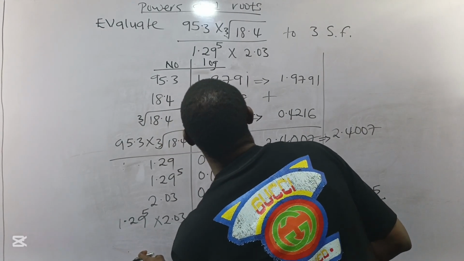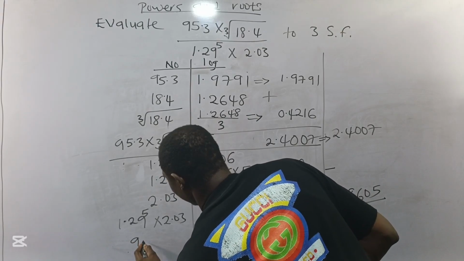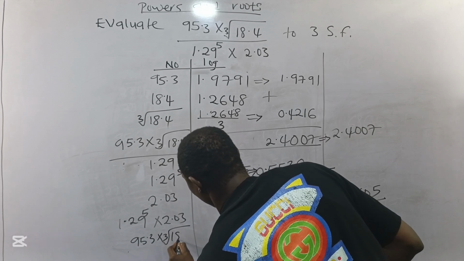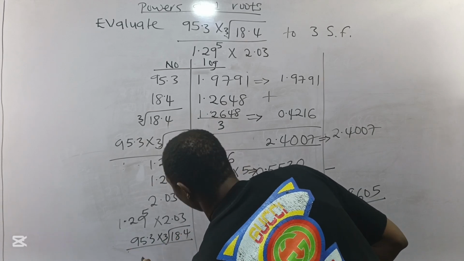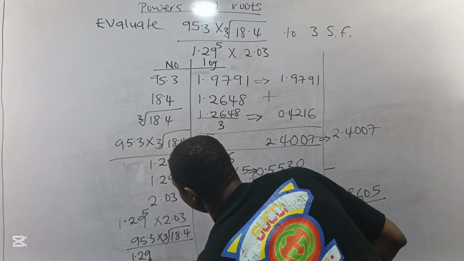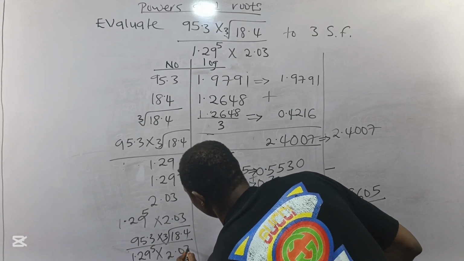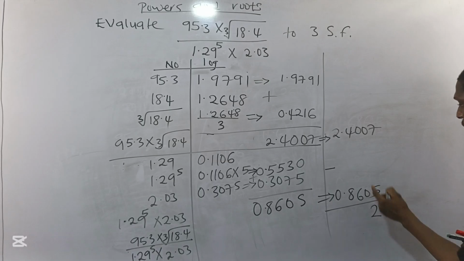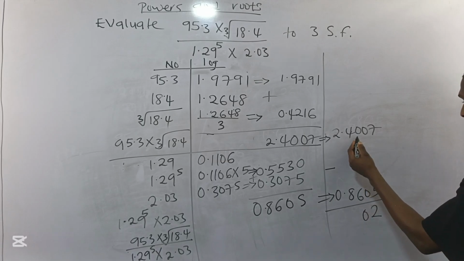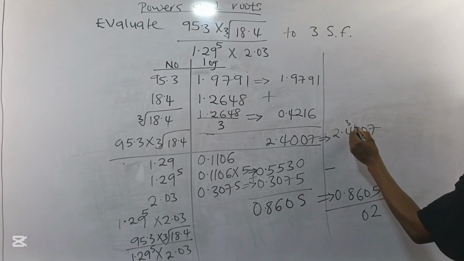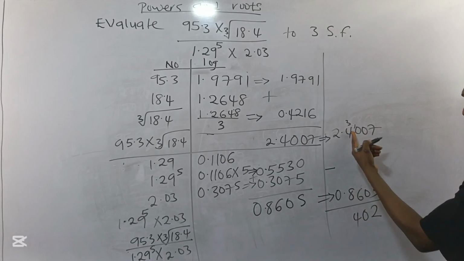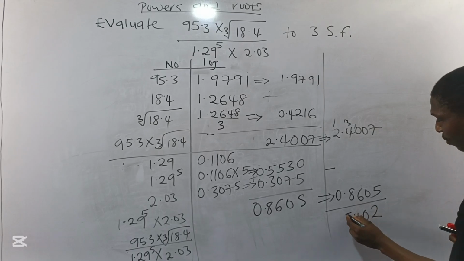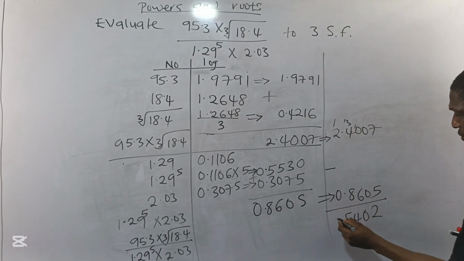And because of the division sign, I'll subtract. So I have 95.3 times the third root of 18.4 all over 1.29 raised to power 5 times 2.03 to give me the difference of this, which is 7 minus 5, 2. 0 minus 0, 0. 0 minus 6 cannot. 10, here becomes 3. 10 minus 6, 4. 3 minus this cannot. Take 1, here becomes 1, here becomes 13. 13 minus 8 will give me 5. And 1 minus 0, 1.